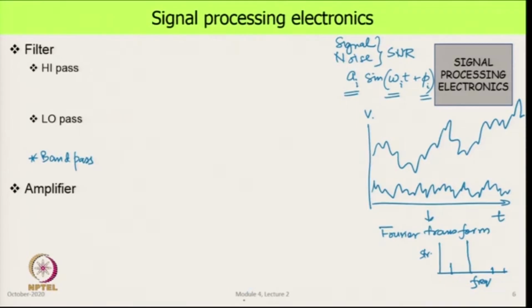A high value of signal to noise ratio is good, that means the signal is strong, noise is less. If SNR is of the order of 1, then we have a real problem, that noise and signal are of comparable magnitude. And there could be other instances where the noise is much larger, the signal is very small and embedded in that noise, and that becomes a challenge to figure out.